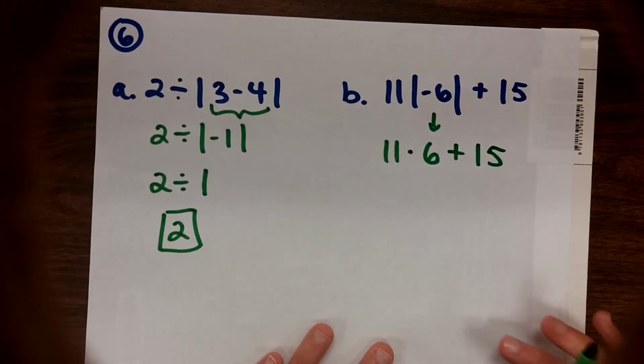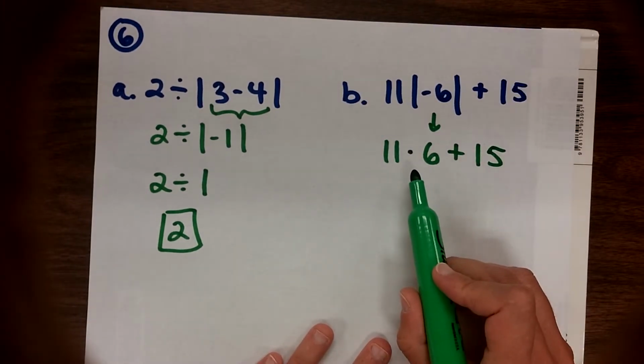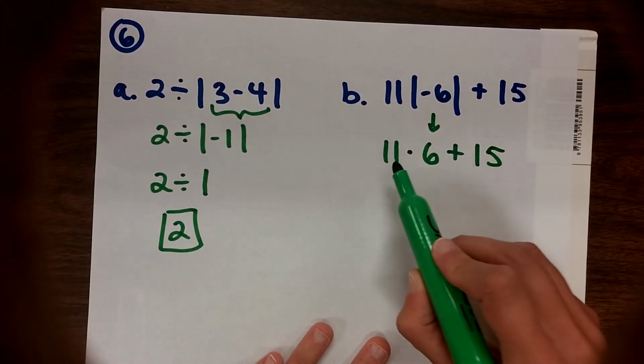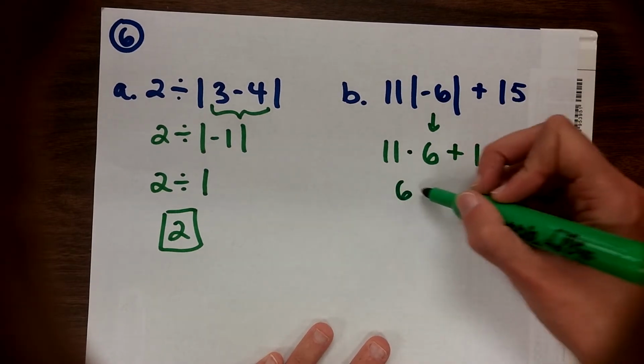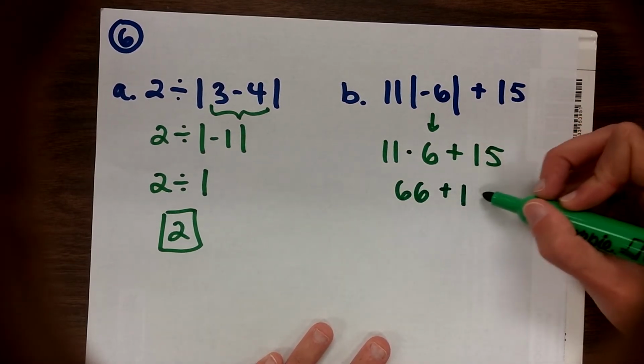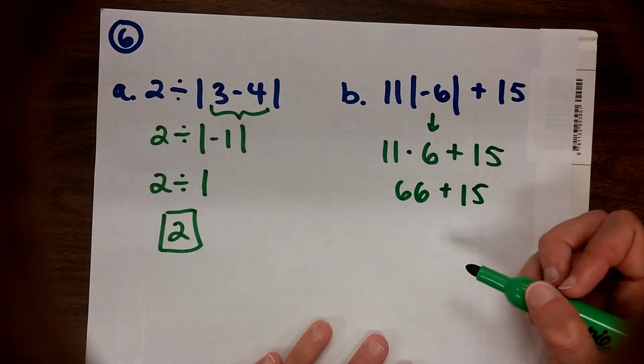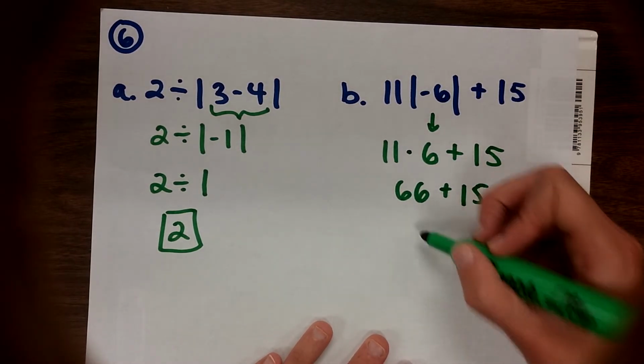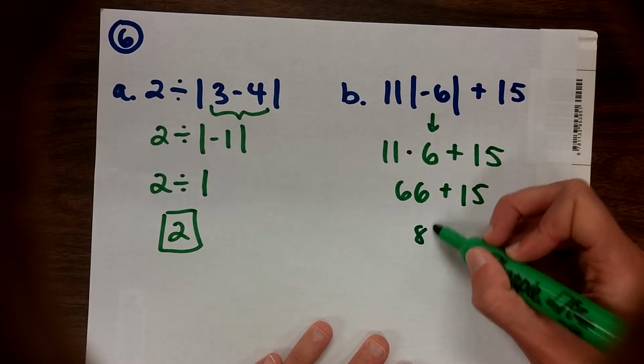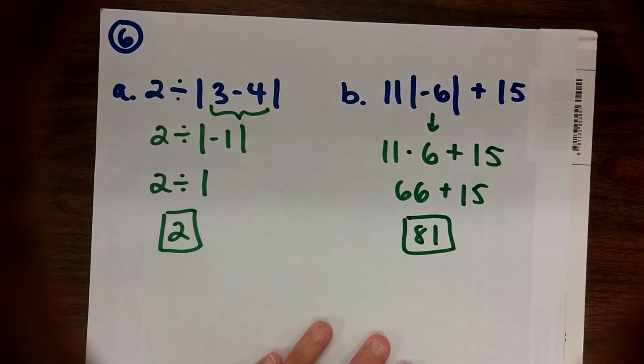And then we want to think about PEMDAS. So we know we're going to multiply before we would add. So 11 times 6 is 66. And then adding is our last step. 66 plus 15 is, let's see, 81, I believe. So that one's 81. So moving on to part C.